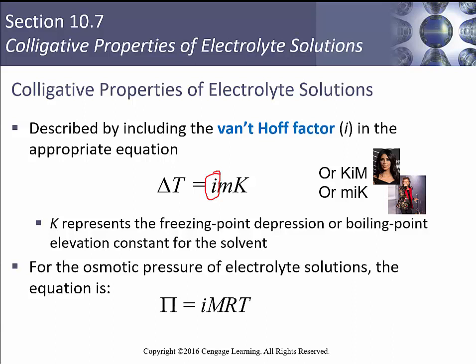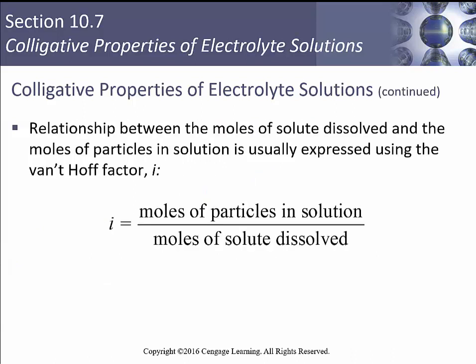For osmotic pressure, same idea, you just throw in this i term at the beginning. So the relationship between the molecules of solvent and the number of moles and the moles of the particles in solution is usually expressed using the van 't Hoff factor i. And like I said, it's real simple. How many moles of particles do you get out, divided by the moles of solute dissolved.